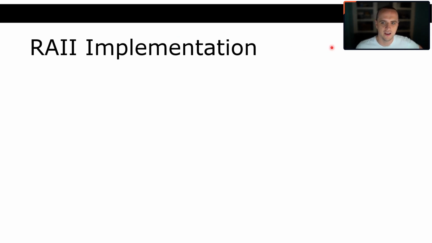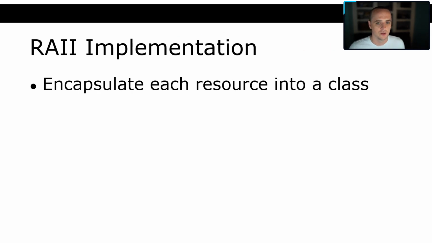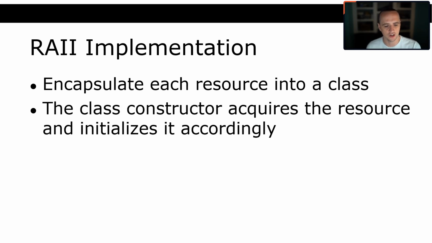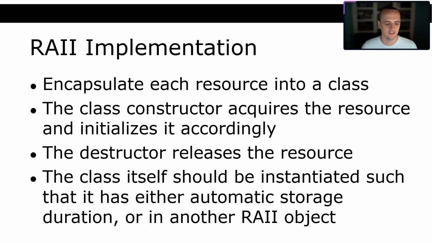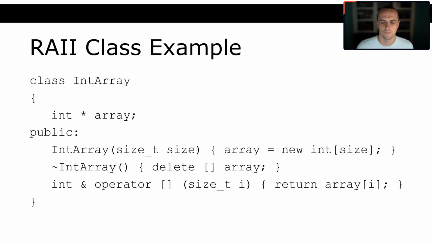So, RAII implementation. What are we actually going to do? Essentially, wherever we have to use the heap, instead of calling new out in the wild and just throwing it around everywhere and then having to delete stuff, we're going to encapsulate our resources into a class. And that class constructor is going to acquire the resource and initialize it, and the destructor is going to release the resource. So the class itself should be instantiated such that it either has automatic storage duration or that storage is inside another RAII object. So what do I mean by that?